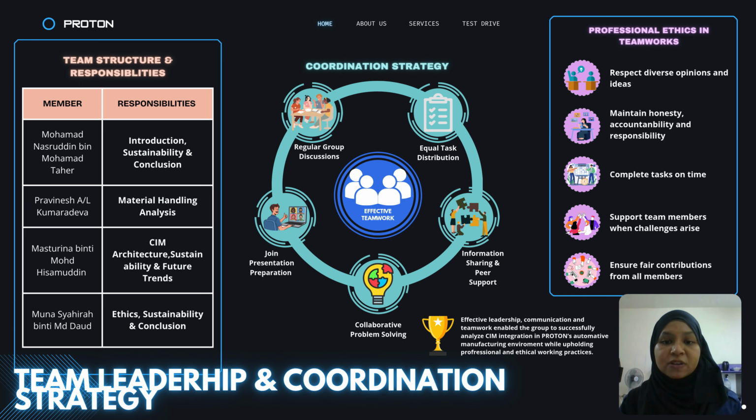Professional ethics were also important throughout the project, which means we respected each other's opinions, maintained accountability for our responsibilities, and supported one another whenever difficulties arose. As future engineers, leadership is not only about leading a team but also about promoting cooperation, responsibility, and ethical decision making. Overall, effective leadership, communication, and teamwork enabled our group to successfully analyze CIM integration in the Proton automotive manufacturing environment while maintaining professional and ethical working practices.